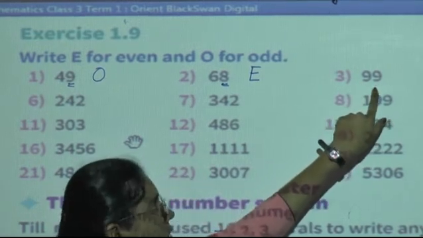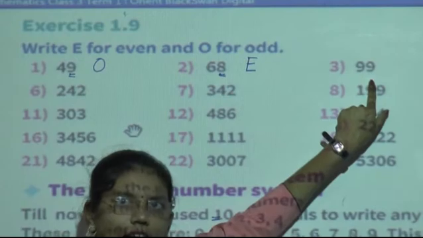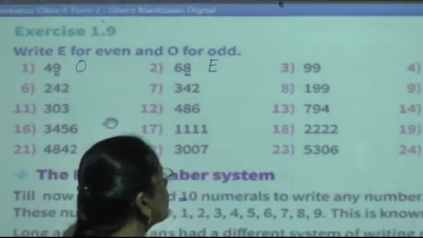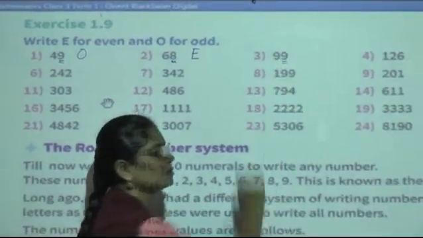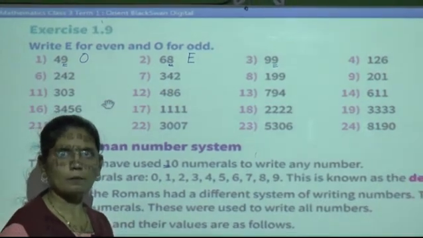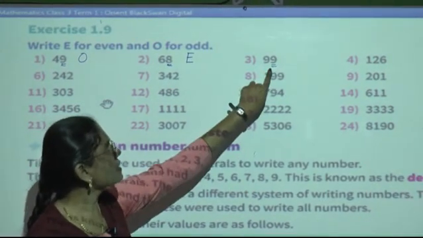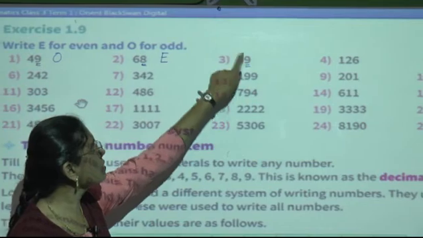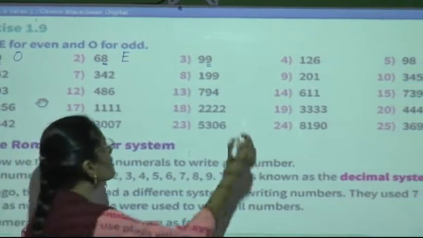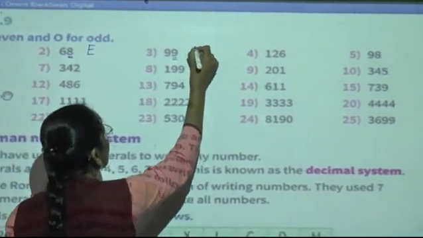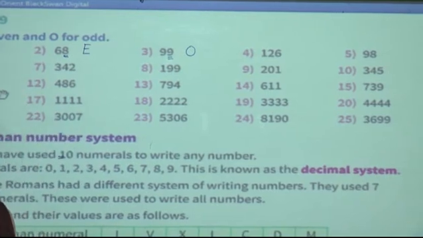Now see this 99. In 99, at ones place 9 is there. So 9 is an odd number. So at ones place 9 is there, so 9 is an odd number, so this 99 is also an odd number. So write O in front of 99.